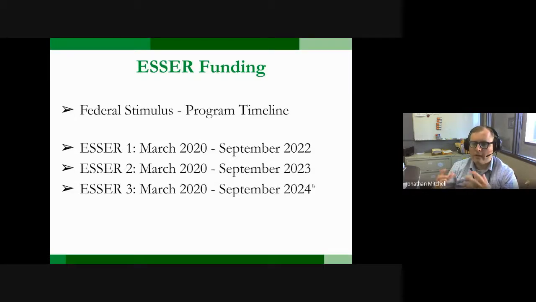We also have the question of how is the district utilizing one-time federal stimulus money and how does that play into planning for the 22-23 school year? So here we have listed the three rounds of federal ESSER stimulus dollars. The first round extends for programming through September of this year, 2022, the second round through September of 2023, and the third round through September of 2024.